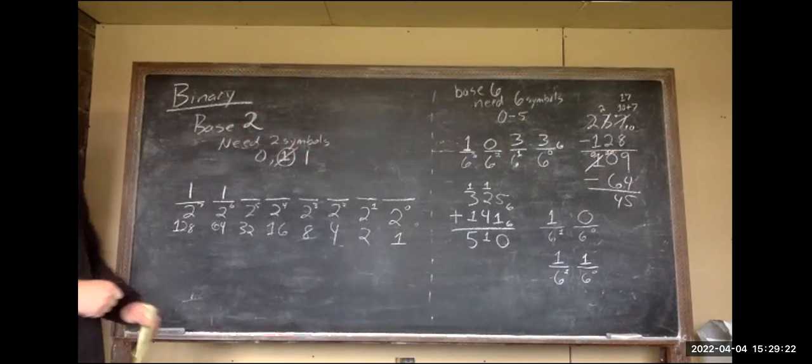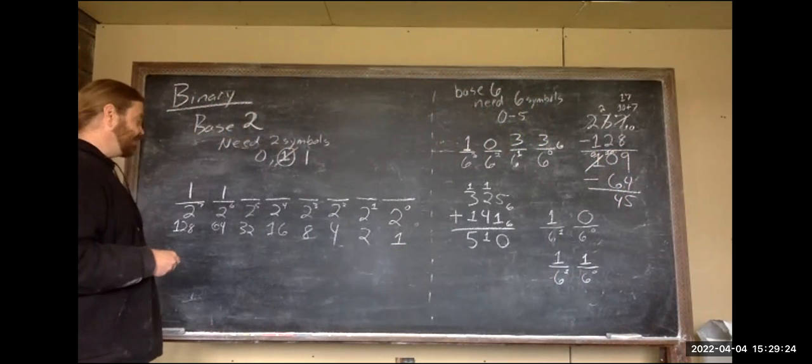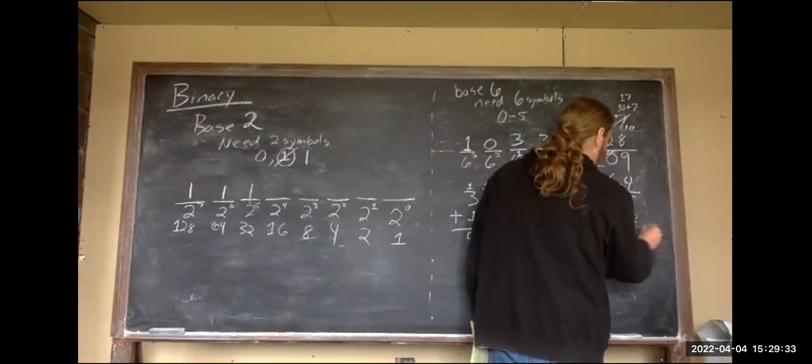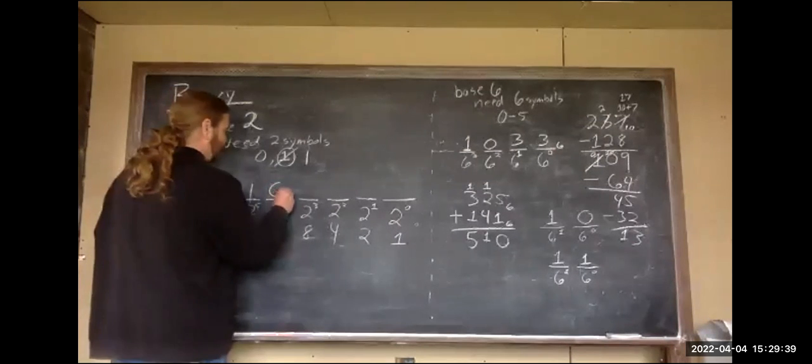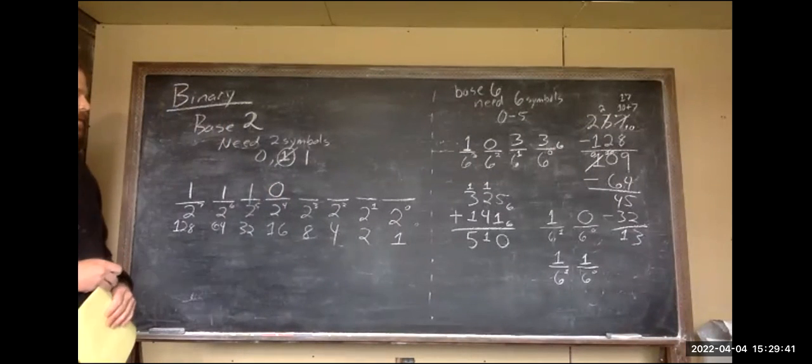So all that carrying and borrowing stuff we haven't seen for a while. We can also fit 32 within 45. Yep, and you will get 13. And then the next one is actually 0. You can't do that, exactly, but you can do it with 8.